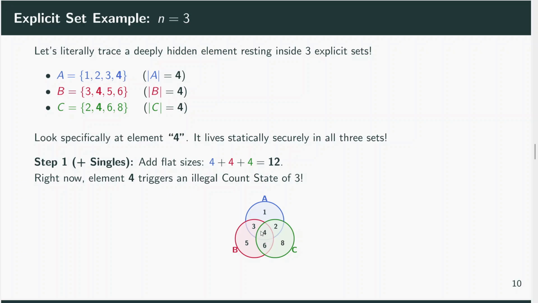All right, step 1. We add the individual set sizes, 4 plus 4 plus 4. That equals 12. Now think about what happened to element 4 specifically. It was counted when we added the size of A, count state 1. It was counted again when we added the size of B, count state 2. And it was counted a third time when we added the size of C, count state 3. Right now, the number 4 has a count state of 3. It has been counted 3 times, even though it is just one single element. We are already at 12 total, but the true answer will be much smaller. Let us move on to step 2 and start correcting things.